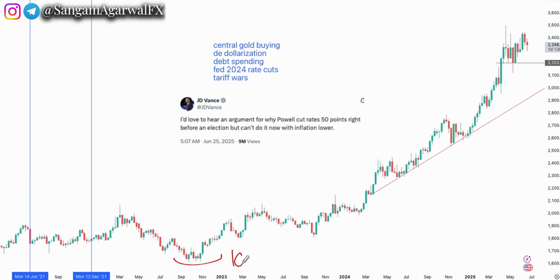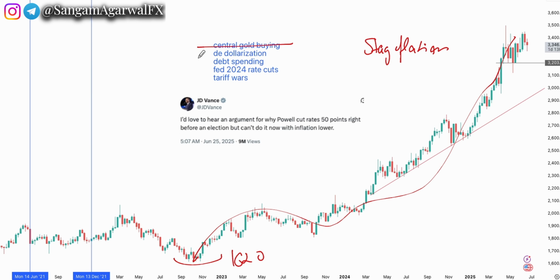Price has been going up since 1620. This theory is called stagflation, and there are so many names: central bank gold buying, de-dollarization, debt spending, and last year the 100 basis point cut for Biden, and tariff. All of those things can be converted into one word: stagflation.